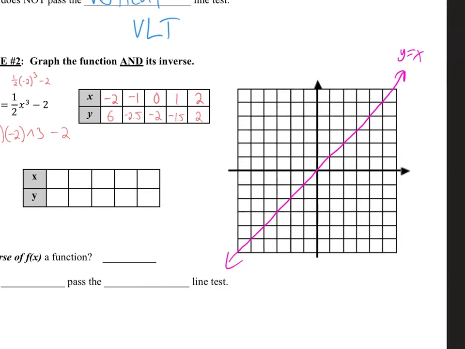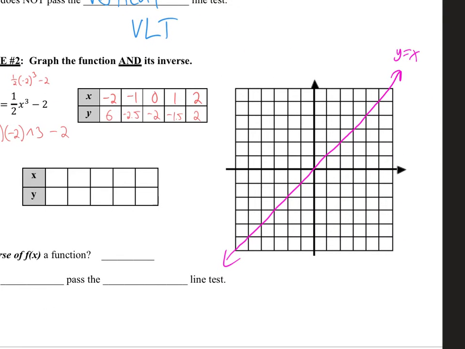So let's go ahead and graph these. We have -2, -6. Sorry, my bad, it's -6 actually. So left 2, down 6. Then we have -1, -2.5, so that's left 1, down 2.5 boxes. Then we have 0, -2, which means go down 2. Then we have 1, -1.5, which means go right 1, down 1.5 boxes. Then we have 2, 2, which is right 2, up 2.